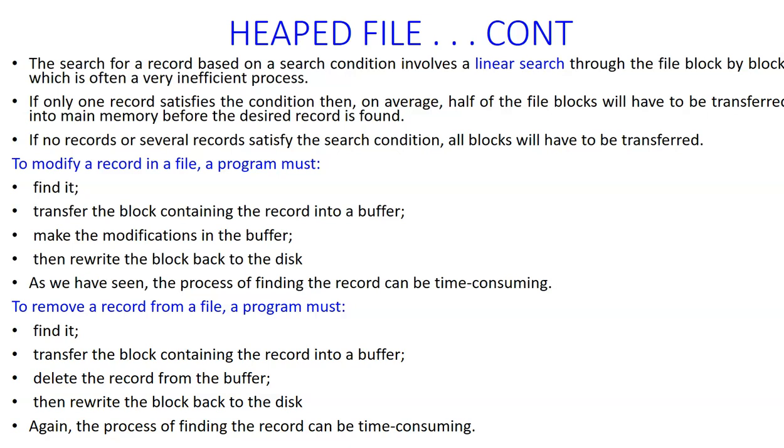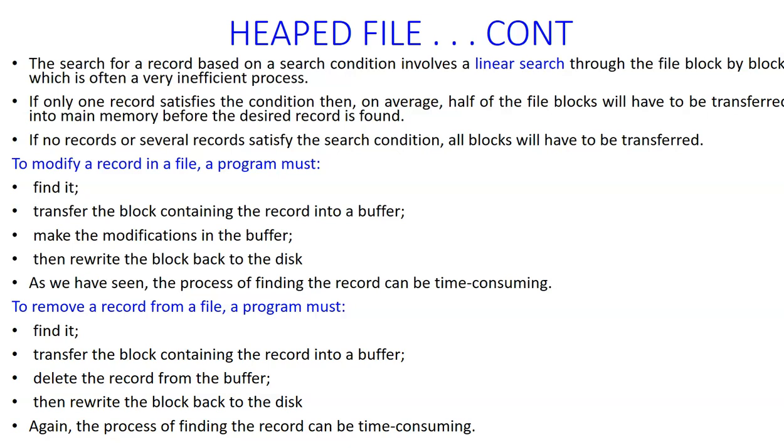So if you're going to use that search condition where the student registration number is equal to this, with this kind of file organization, which uses a linear search, you will have to, on average, transfer at least half of the blocks into the main memory before you can actually get that desired record. So if no record or several records satisfy the conditions, then all blocks have to be transferred. In essence, if you are not using a search condition, that means you have to transfer all the blocks to the main memory and then a search is done.